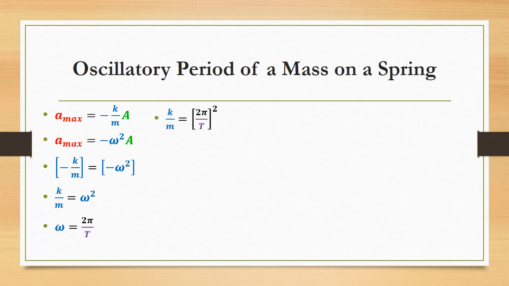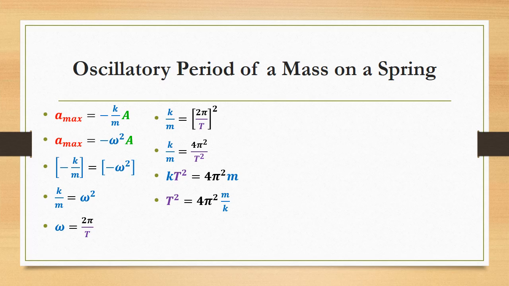So I'm going to replace omega with 2 pi over T. That whole thing gets squared. So it's 2 pi squared. That becomes 4 pi squared over T squared. Okay, let's just get rid of the fractions: multiply both sides by T squared and by m. That gives us this. Divide both sides by k to get T squared by itself. And finally, we take a root.